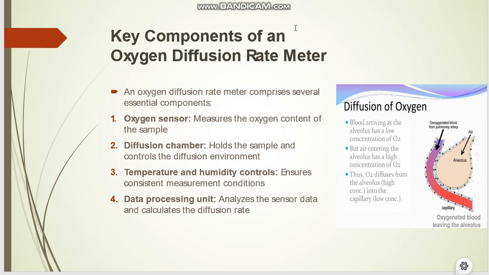Key components of an oxygen diffusion rate meter. An oxygen diffusion rate meter comprises several essential components. Number 1, oxygen sensor: measures the oxygen content of the sample. Number 2, diffusion chamber: holds the sample and controls the diffusion environment. Number 3, temperature and humidity controls: ensure consistent measurement conditions. Number 4, data processing unit: analyzes the sensor data and calculates the diffusion rate.